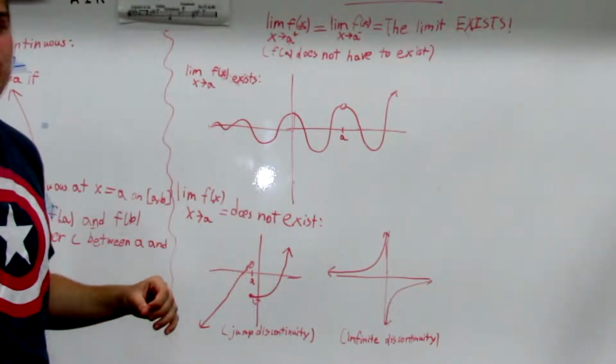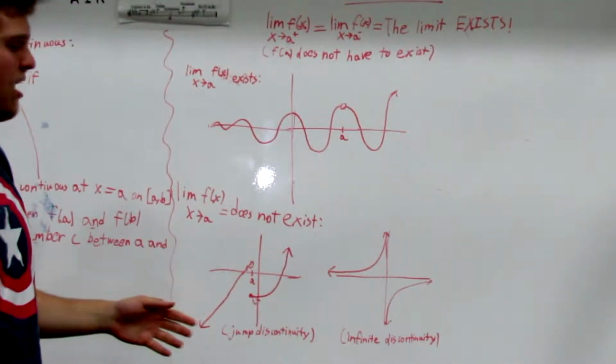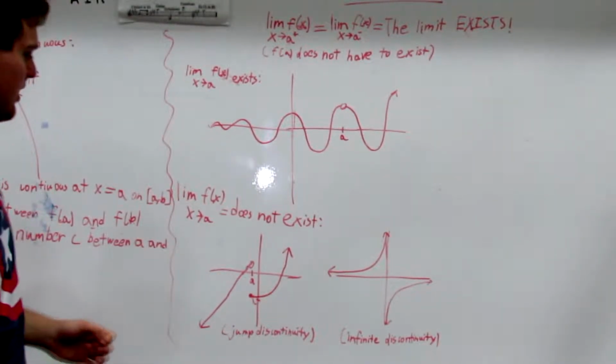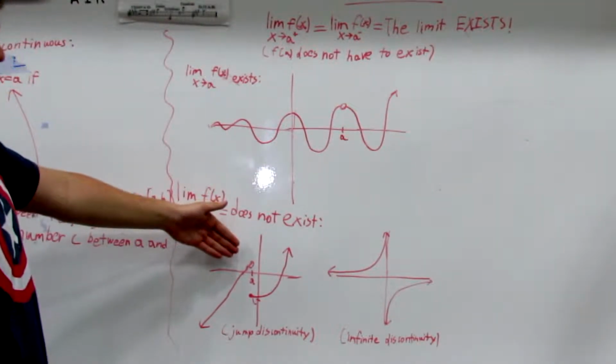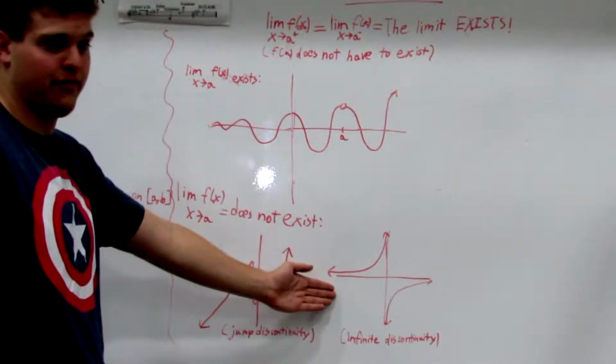However, there are other examples of graphs in which it's not continuous, but yet the limit does not exist. Specifically in cases of jump discontinuities like this graph and infinite discontinuities in this graph.